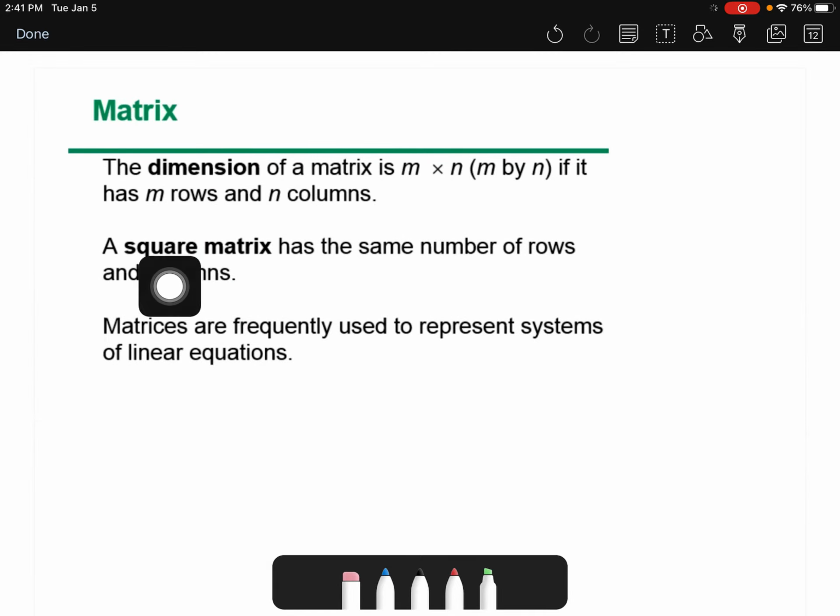Okay, so they explain that here. The dimensions of a matrix M by N would be M rows, N columns. A square matrix obviously has the same number of rows and columns. Matrices are frequently used to represent systems of linear equations.